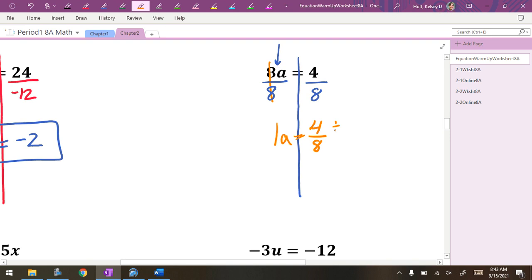What number can I divide out of 4 and 8, Bryce? 2. So you're going to show Ms. Hoff that I'm dividing by 2. 4 divided by 2 is 2. 8 divided by 2 is 4. Can I divide anything else out? What else can you divide out? Another 2.